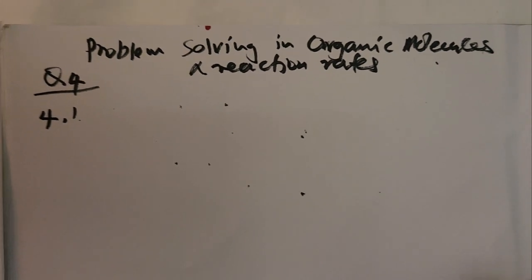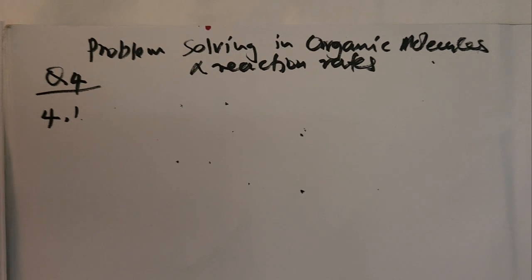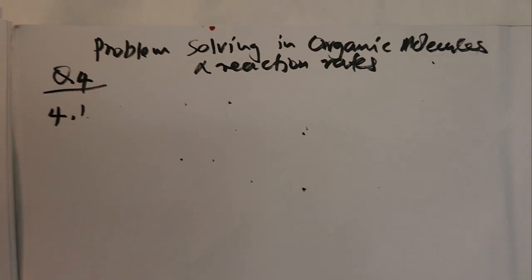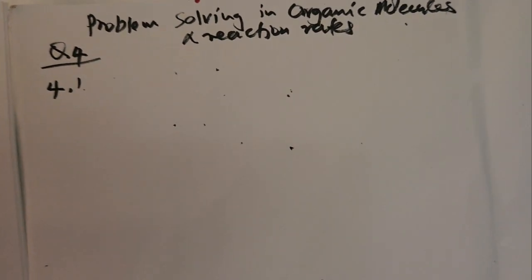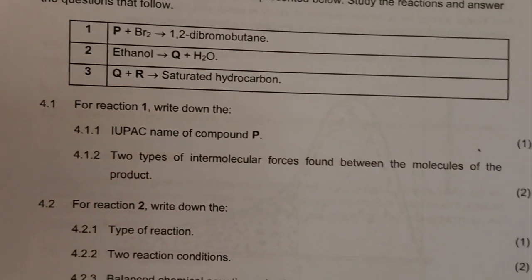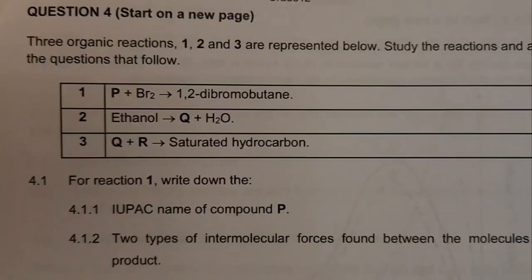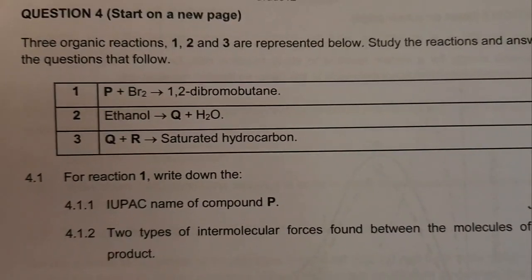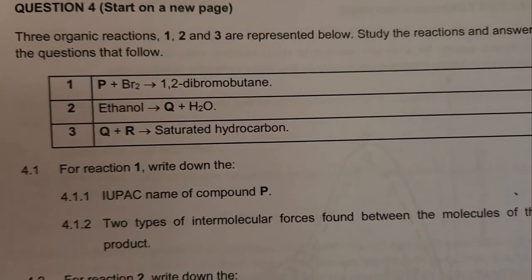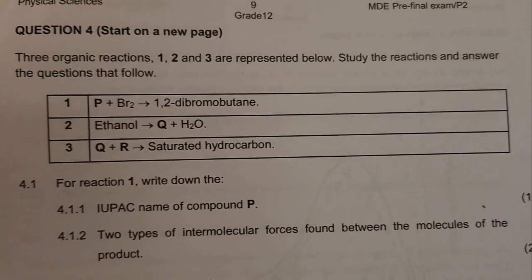So we're back again with another interesting section, which is your chemical properties, which deals with chemical reactions. We will also tap into reaction rates in the same presentation. Now we have got a recent question paper here, which is question number 4, which says 3 organic reactions 1, 2, 3 are represented below. Study the reactions and answer the questions that follow.